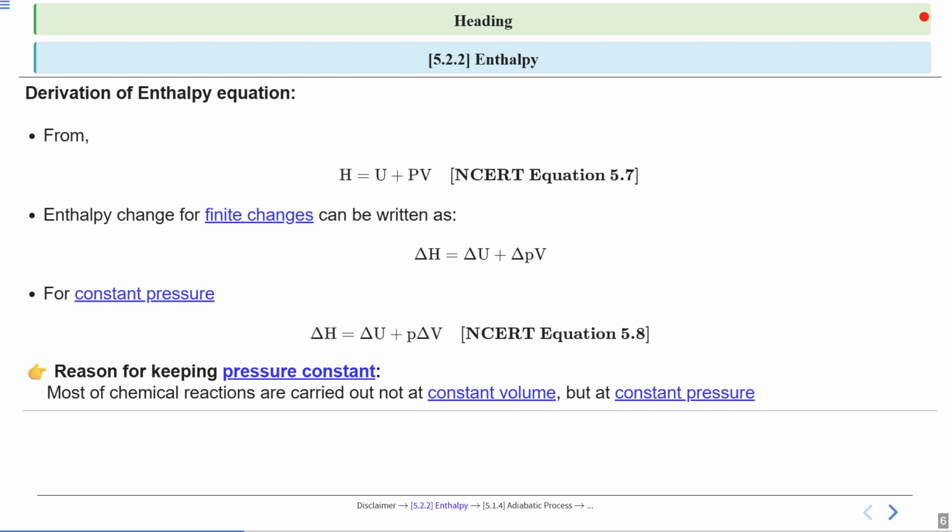So this equation is very important, which is delta H is equals to delta U plus P delta V. Now the other form of equation, which is delta H is equals to delta U plus delta PV, this equation, right? This is also very, very important. Okay. So wherever you see that the pressure and volume both are changing, you can use this equation, and at constant pressure you can use the equation number 5.8.